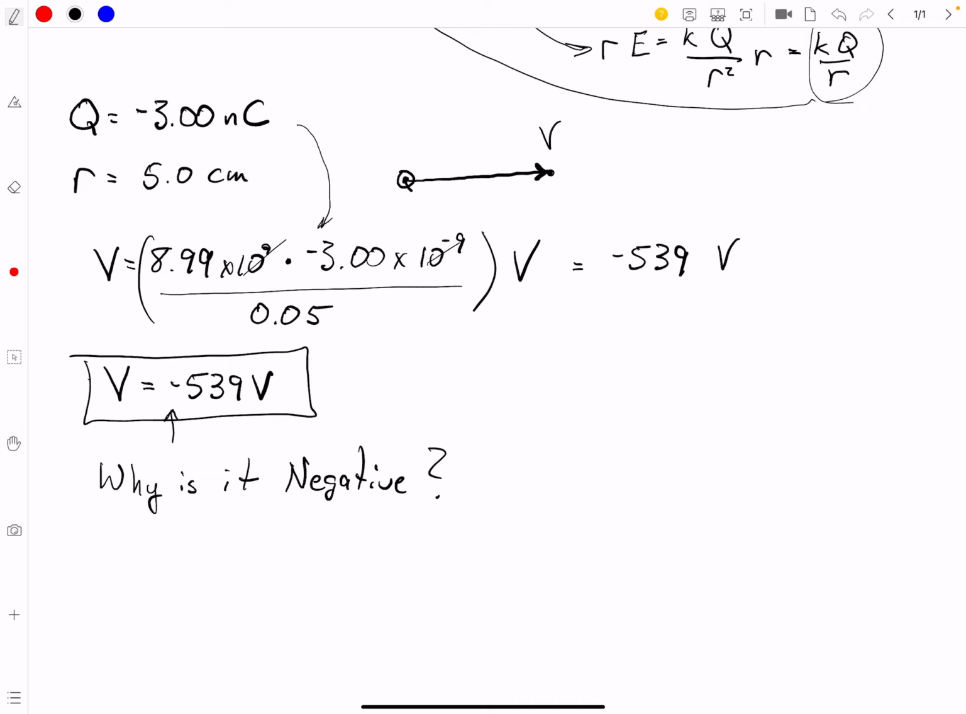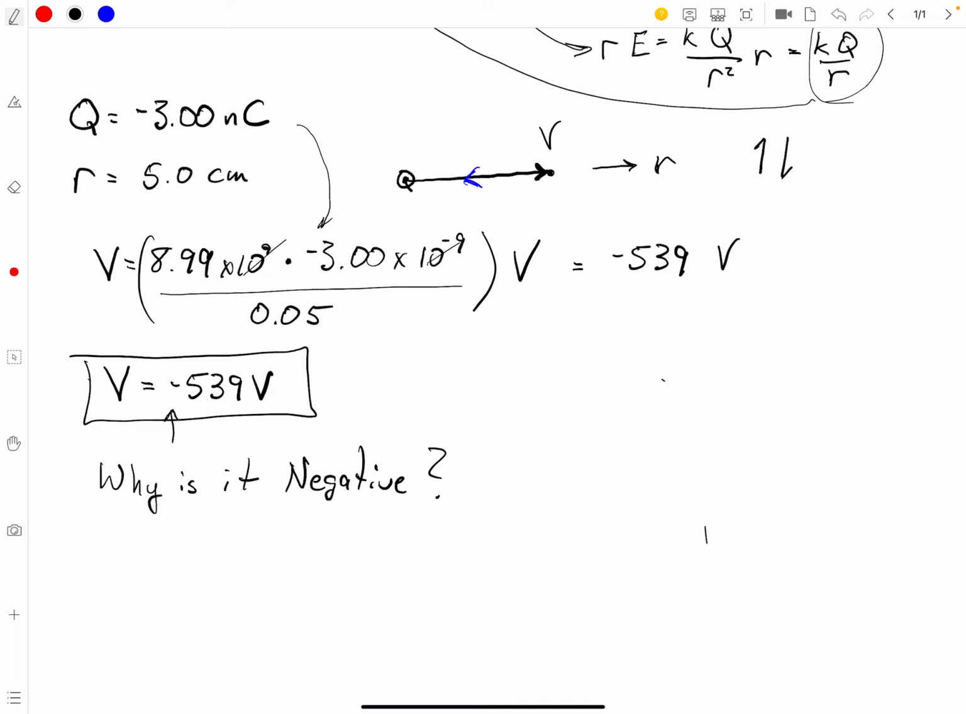But since it's a negative charge, the E field, let's draw the E field, is pointing toward our charge and away from everything else. And our radius is pointing outward in this direction. And the two things are not aligned. So when you have something that's not aligned, they're anti-parallel. The symbol for anti-parallel is this.